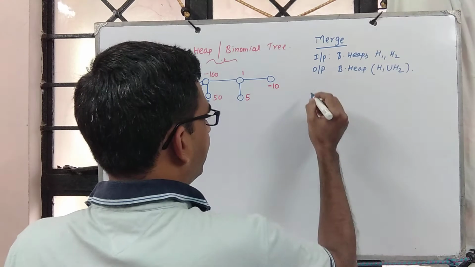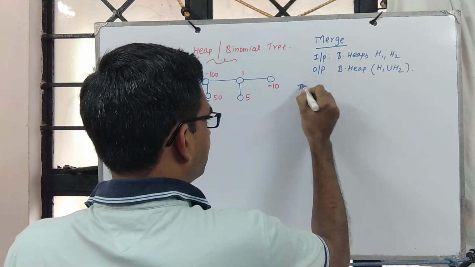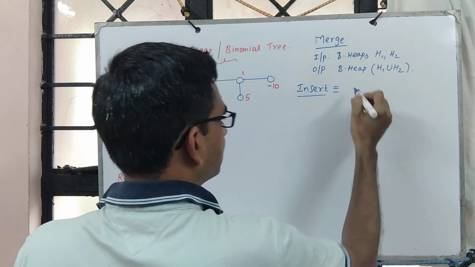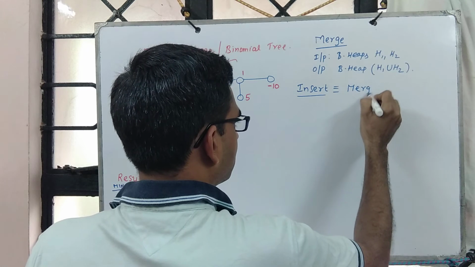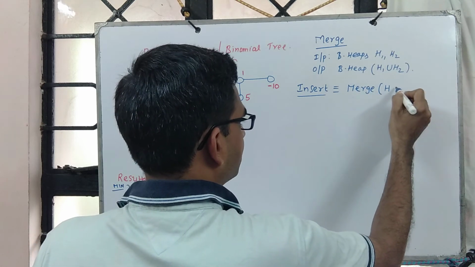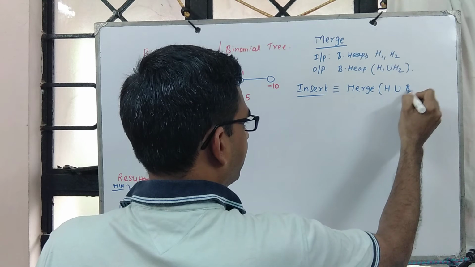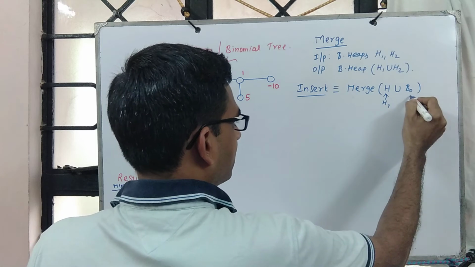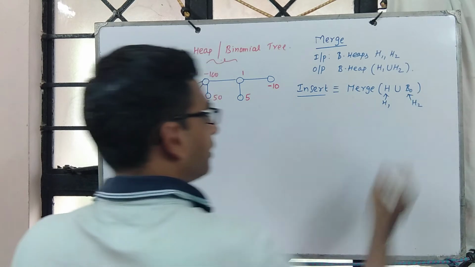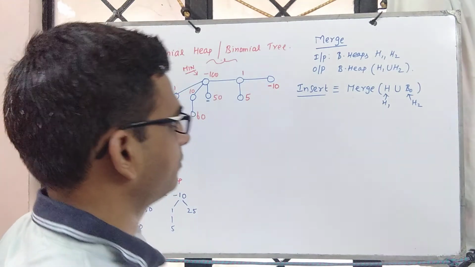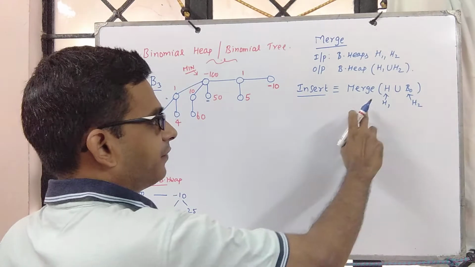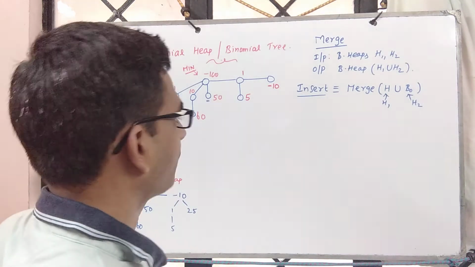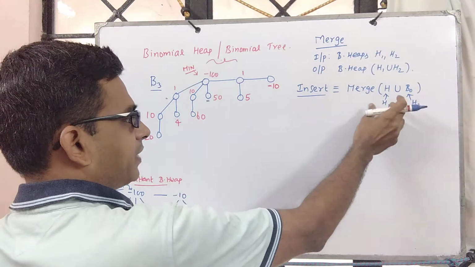See, you can look at it this way. In some sense, insert is also merge. Insert can be seen as merge of say H union B0. So this is my H1, the existing structure. To that I am adding a node which is just B0. So insert is a special case of merge, wherein H2 is always the simple structure which is B0. Now in general it could be two different structures.